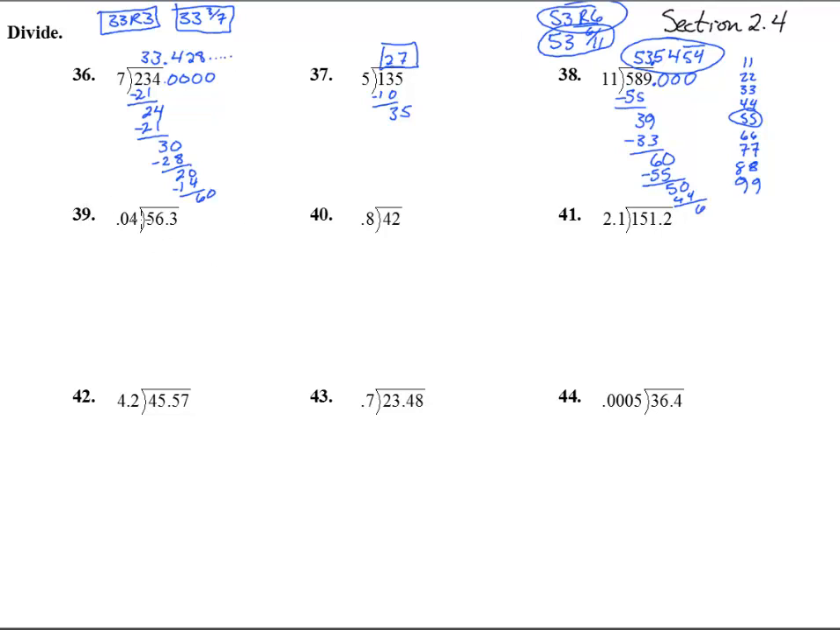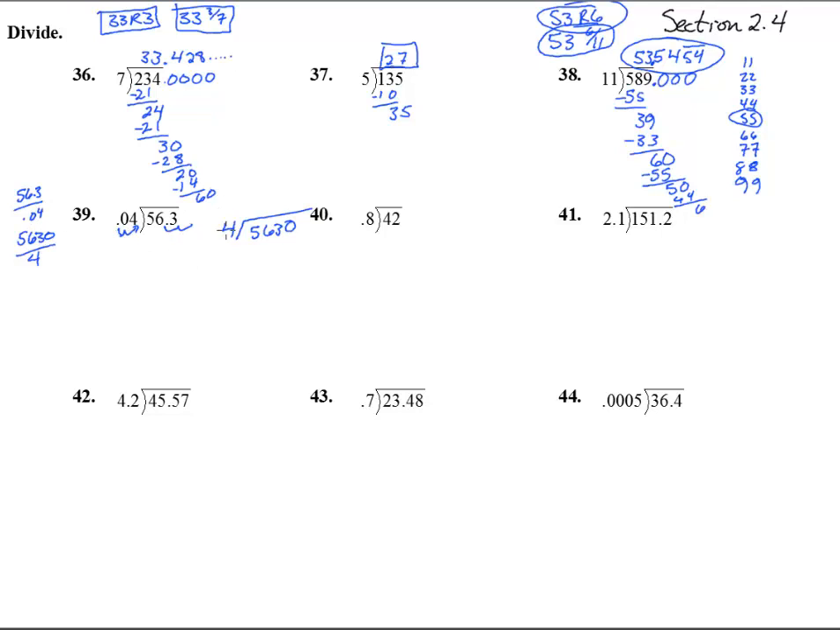Number 39. If we look at this, I don't like this decimal here. Remember that if this is 56.3 over 0.04, if we multiply top and bottom by 100, this is the same thing as 5630 divided by 4. So here's the shortcut. 2 places here, 2 places there. So we actually have 4 into 5630. And this will give us the exact same right answer. These two fractions are exactly the same.